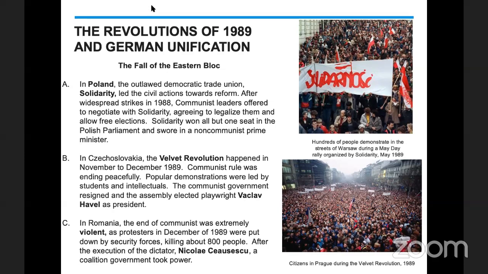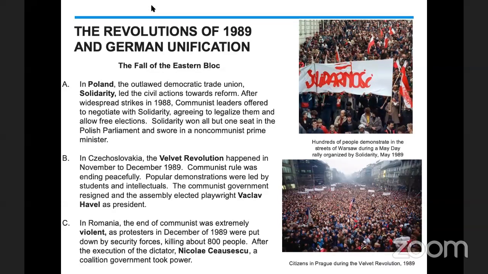In Czechoslovakia, which you can see in the picture on the lower right, we have the Velvet Revolution, so named because it's not violent. It happens very peacefully. We will see communist rule ending. Popular demonstrations are led by students and intellectuals, which is very common. The communist government will just resign, and they will elect former playwright and intellectual Havel as president. It's a very iconic moment there in the Velvet Revolution.